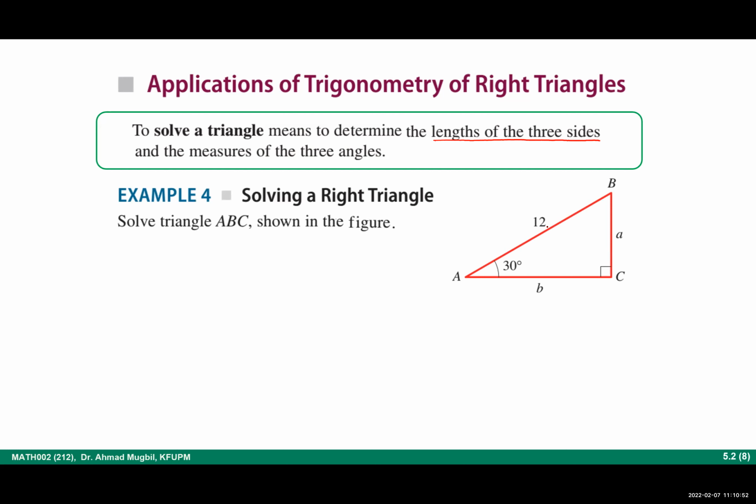Look here. We have the hypotenuse, which is 12. We have the angle, which is 30. What we need to find are the other angles. Of course, by default, the other angle is 60. Why? Because the sum of the angles of a triangle is what? 180. Do you know why? How to show it?